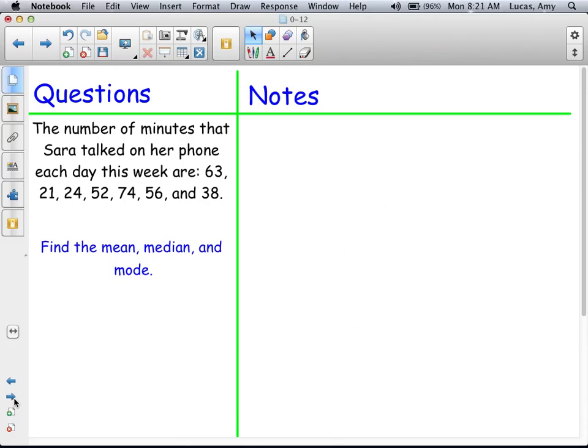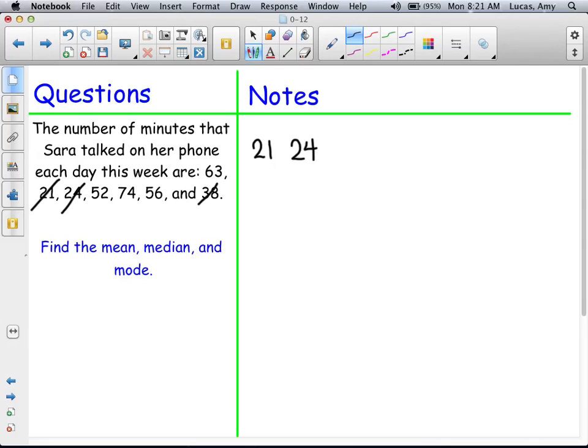Example number 2. The number of minutes that Sarah talked on her phone each day this week are. So it looks just like the last problem. So I'm going to put my numbers in order again. 21, 24, 38, 52, 56, 63, and 74.